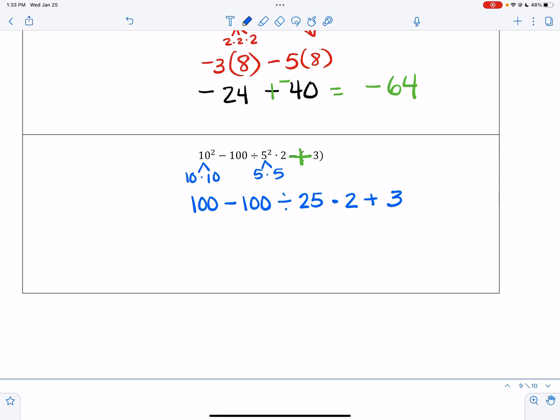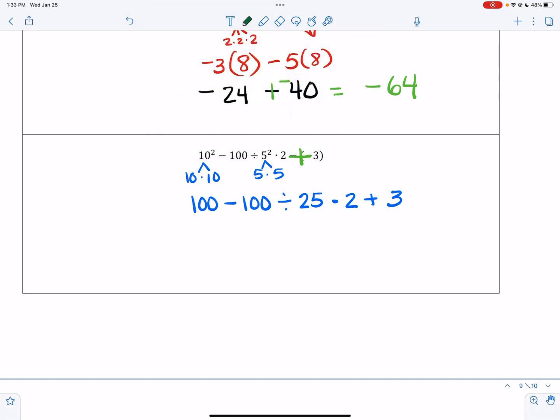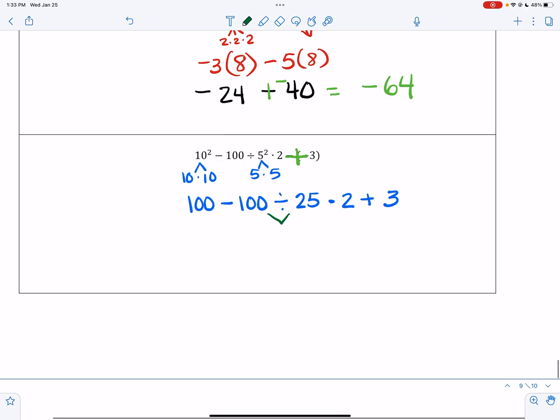So this is really tricky. You've got subtraction, you've got division, you've got multiplication, and you've got addition. So when you read it left to right, you must do the division first and then the multiplication. So we leave the 100. 100 divided by 25 is 4 times 2 plus 3.